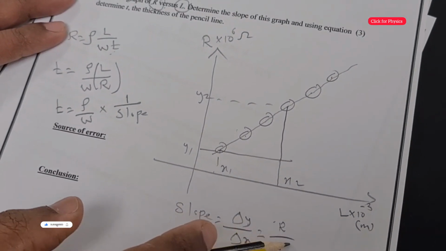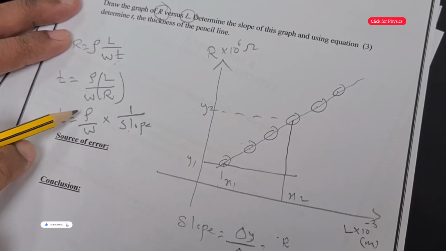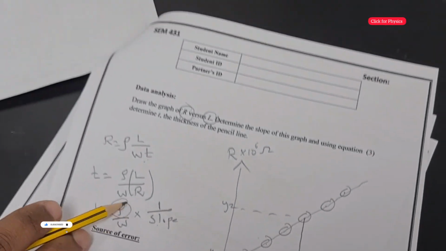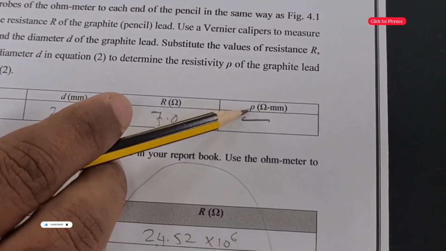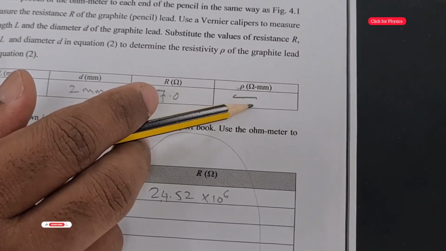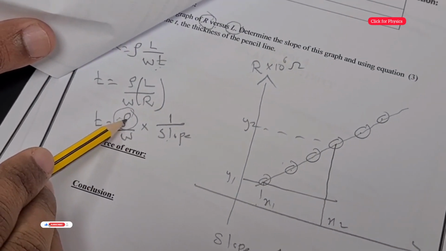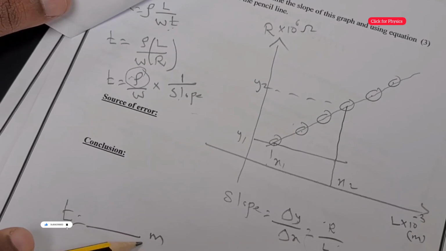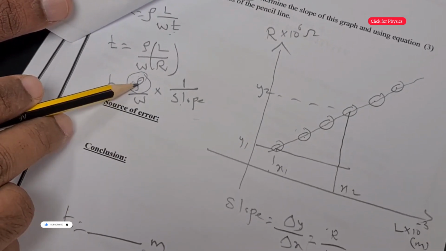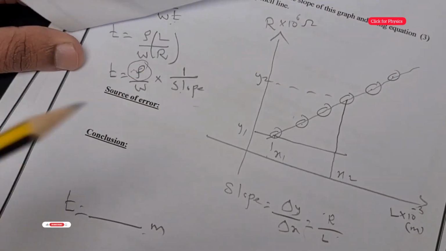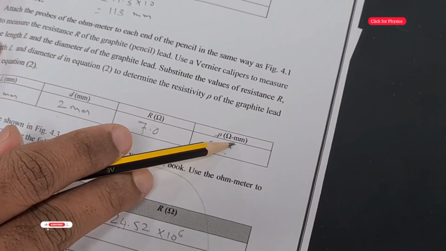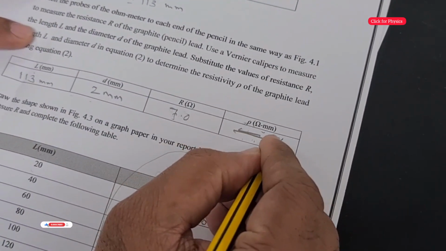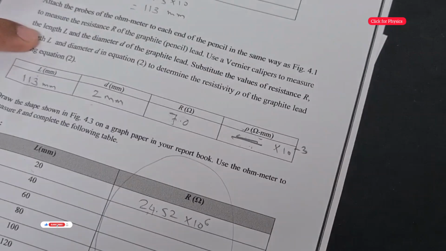Take the slope value, substitute here, and for this rho value, you have to convert it in terms of meter. After that you take this value and substitute it here. Clear? Because we need the answer of thickness in terms of meter. So if you want the answer in meter, you have to substitute the value of the resistivity in terms of ohm meter. So you will get one answer, just multiply by 10 to the power of minus 3, that's it.